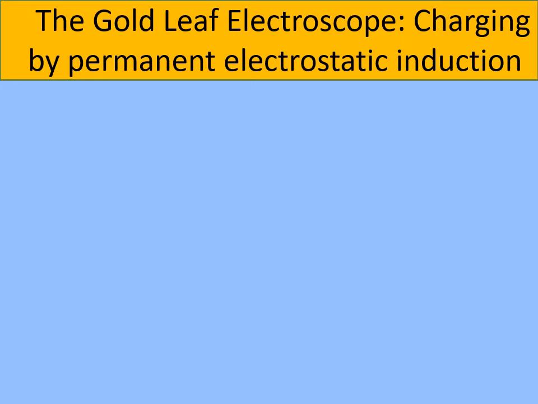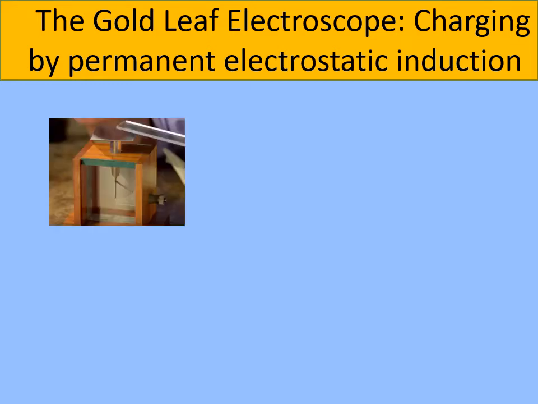But there is a way to make the electrostatic induction permanent, so that when you actually remove the charged body away from the gold leaf electroscope, the gold leaf actually does remain deflected. Here is a picture of a gold leaf electroscope, and we'll show you through this PowerPoint slide how we can go about making the electrostatic induction permanent.